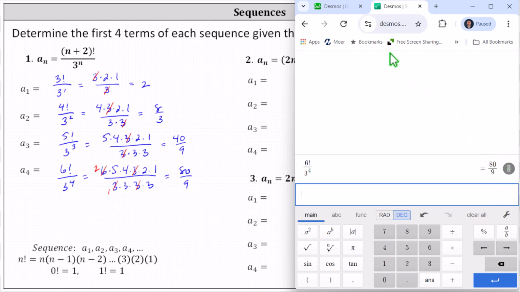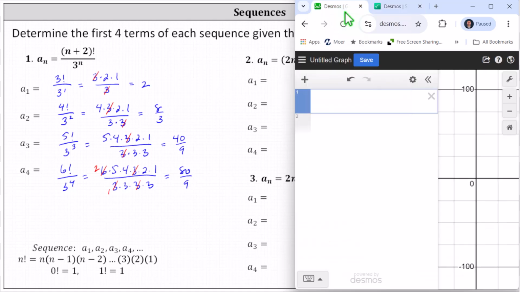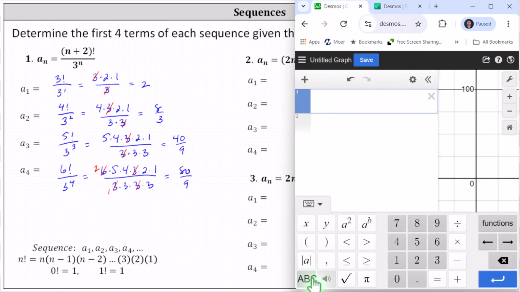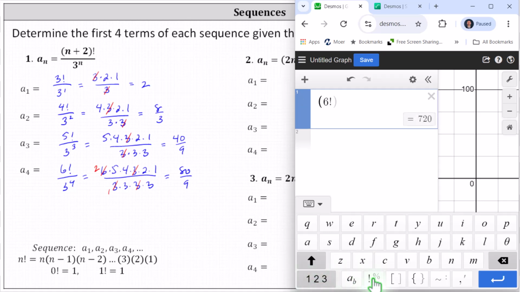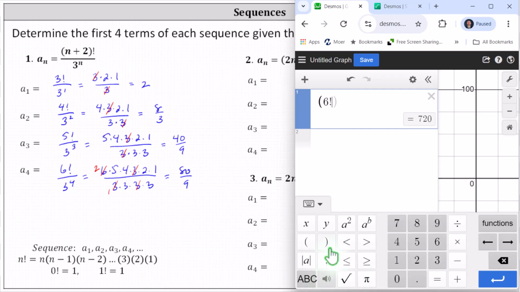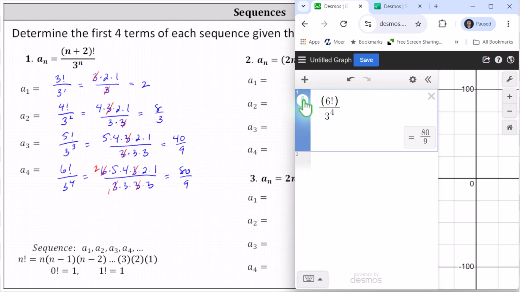Using the Desmos graphing calculator, let's use the Desmos keypad. There is no fraction format button, so we'll enter open parenthesis 6, ABC, factorial, back to the number keypad by pressing 1, 2, 3, close parenthesis, divided by 3 to the power of 4, convert to fraction, and of course we get the same answer.